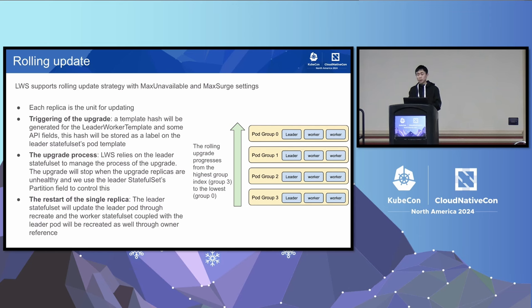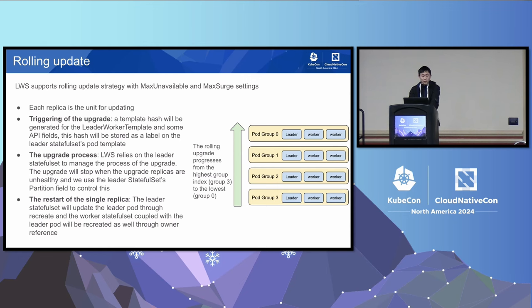And max surge means that when we are running the rolling update, we will always have max surge number of replicas brought up before we proceed with the rolling upgrade. And each replica is a unit for updating.